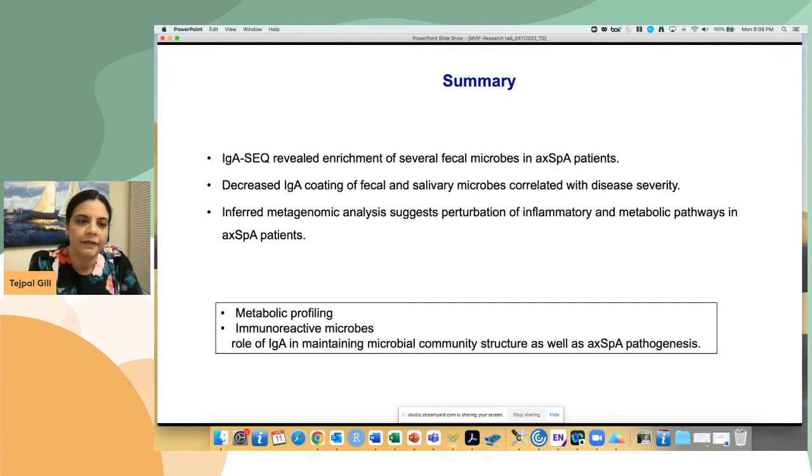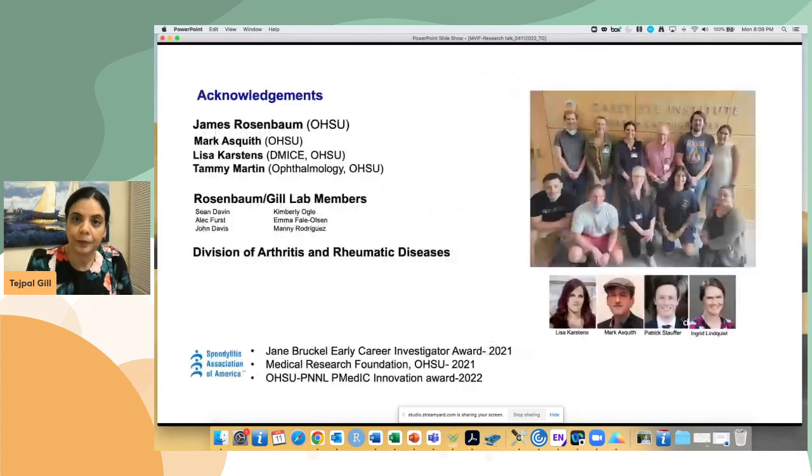In future, we are looking into the metabolic profiling of these microbes, and we would like to look into the actual role of these immunoreactive microbes to understand how IgA is maintaining the microbial community structure as well as axial spondyloarthritis pathogenesis.